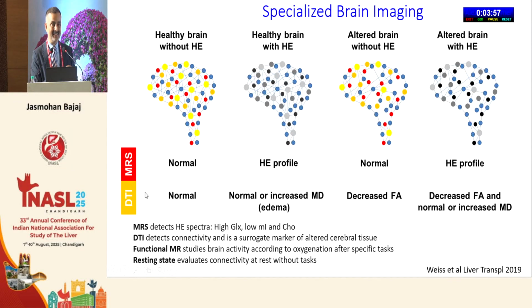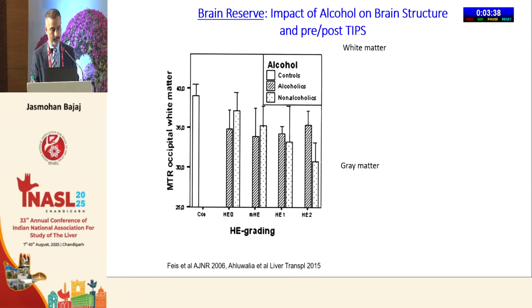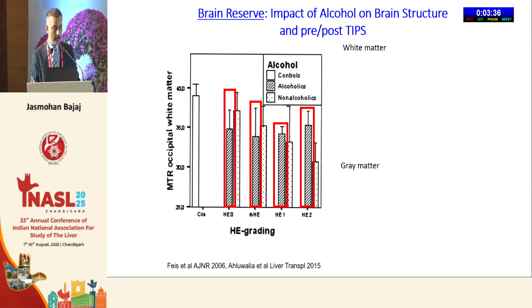But diffusion tensor imaging is very different. It's a detection of connectivity, and it's a marker of cerebral tissue integrity. So these are things that you can do. Most people will not need this, but it is important for us to realize that the more brain that you take care of before transplant, the better brain that you'll have after transplant as well.